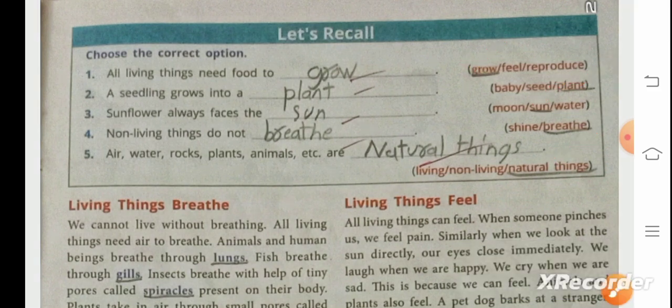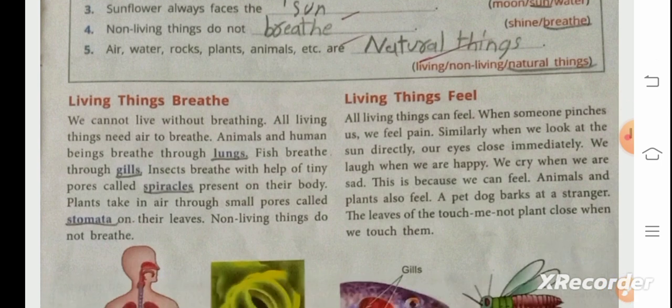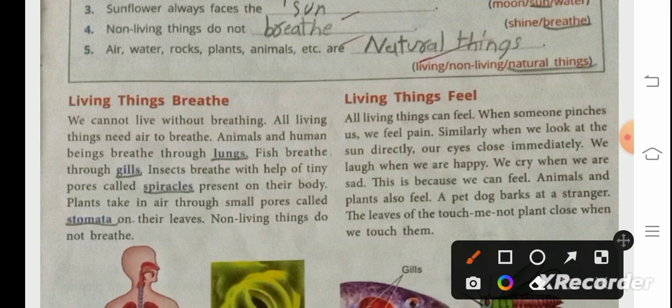Okay, this is very important. Living things breathe. Yes, we breathe. We need air to breathe. Without breathing we cannot live. So all living things need air to breathe. In the case of animals and humans, we breathe through the lungs. Whereas fish breathe through the gills. Just as we use the lungs to breathe, similarly fish breathe with the help of gills.